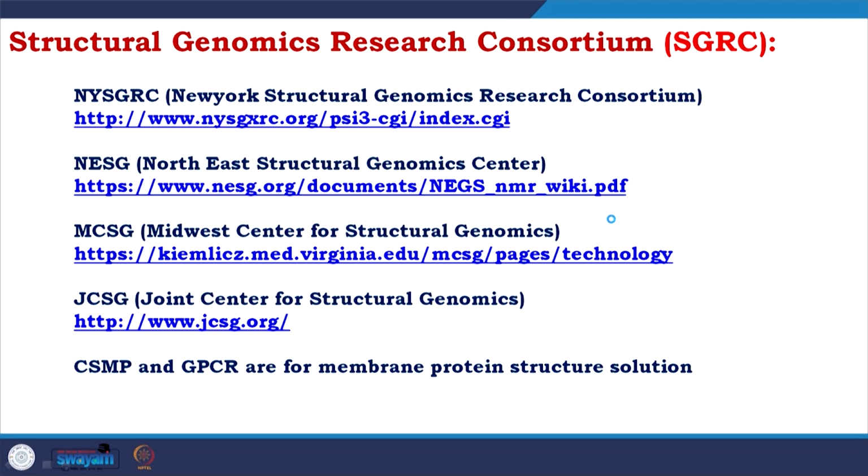These have several groups: New York Structural Genomics Research Group, Northeast Structural Genomics Center, Midwest Center for Structural Genomics, Joint Center for Structural Genomics, and CSMP and GPCRs are two initiatives. You know GPCR, that is G protein coupled receptor, and CSMP is the Consortium for Structures of Metalloproteins. These are two rare consortia where they are trying to develop a high throughput initiative for membrane proteins, which are very neglected.